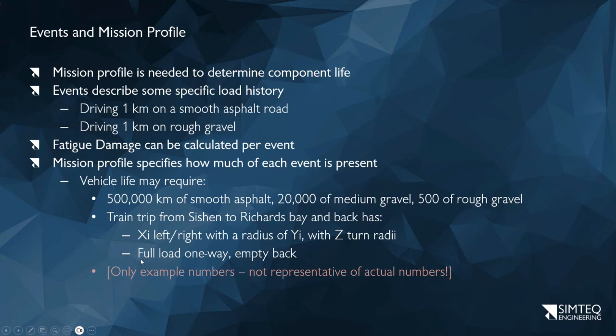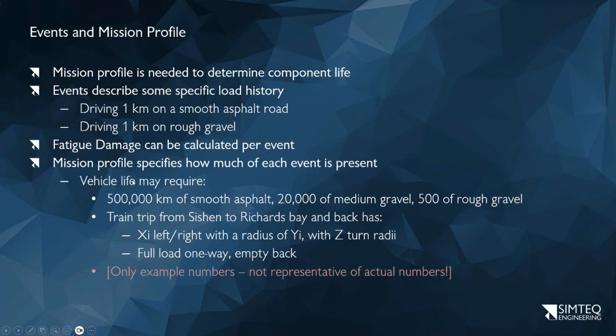But once we have that, we have an indication of the behavior along that track. The second part is it goes full in one way, but it comes back empty. So on the way to Richards Bay, it's full. On the way back, it's empty. So I'll have to specify this as a series of little events. Let's say we calculate the damage for one radius, but there's 50 of them. I can find the damage total for that per cycle then.